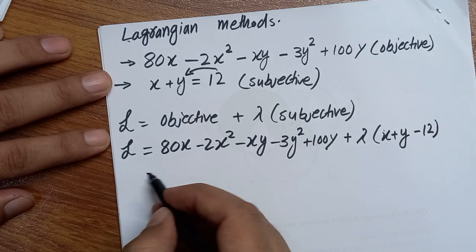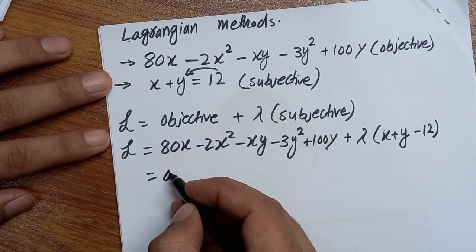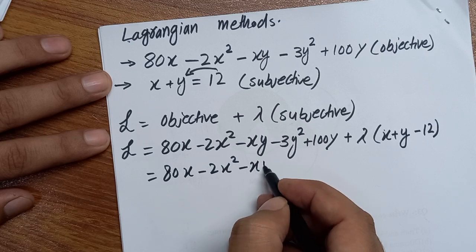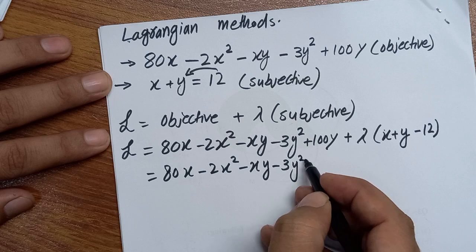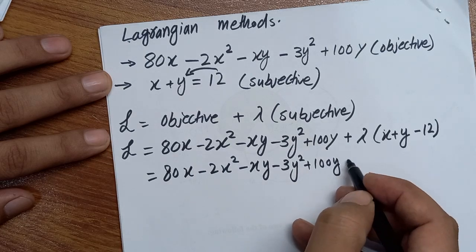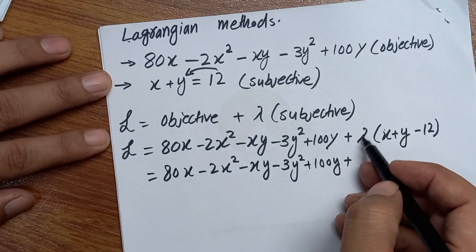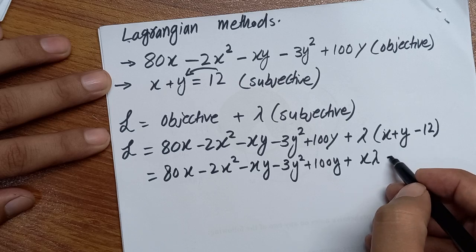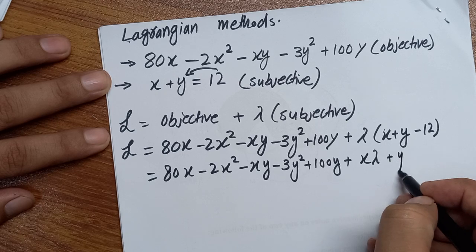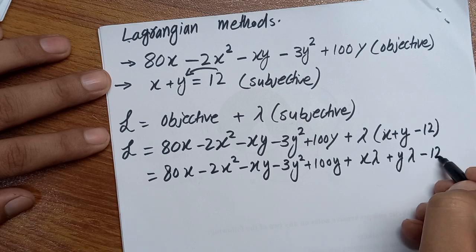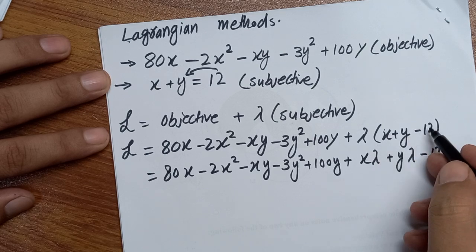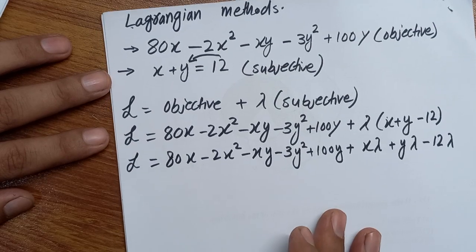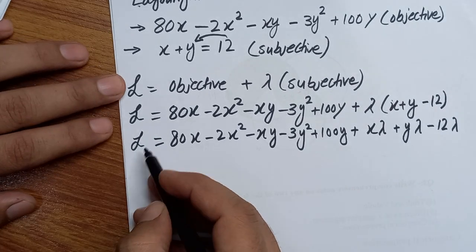Now open this bracket. We will write the objective function as it is: 80x minus 2x square minus xy minus 30y square plus 100y plus, now we are multiplying the lambda inside, so we will have x lambda, y lambda, and minus 12 lambda. So lambda will come with each term. Now let's take the derivatives of these.